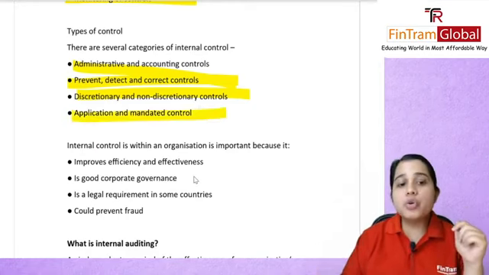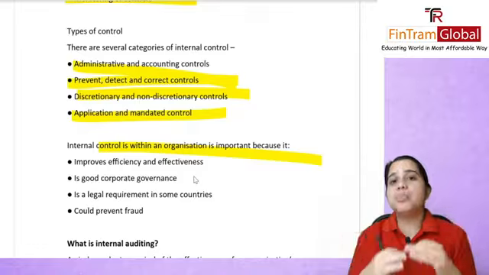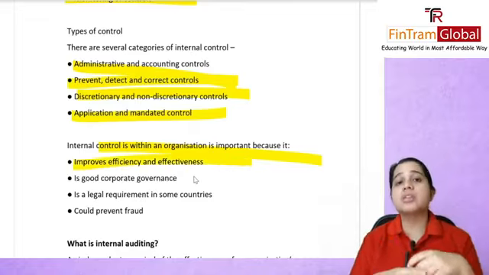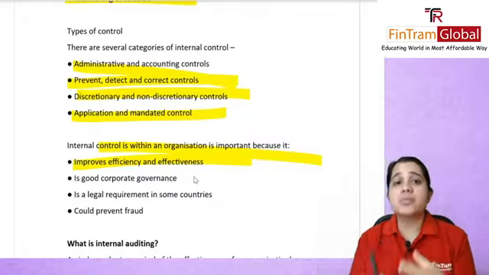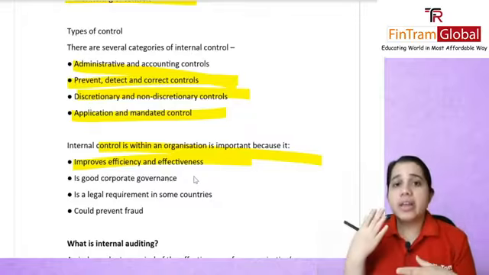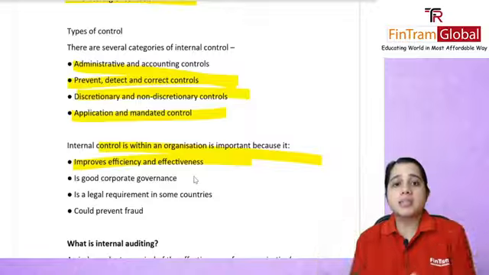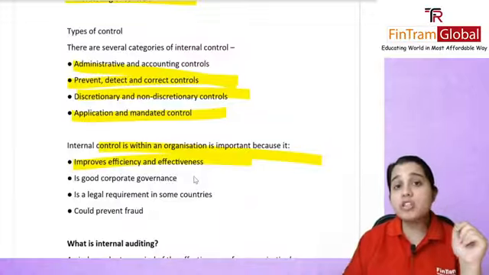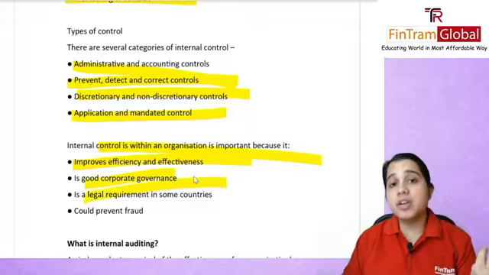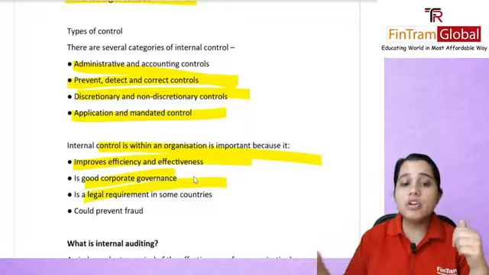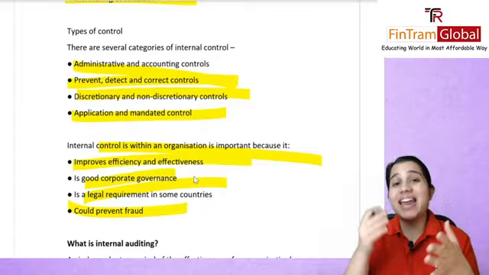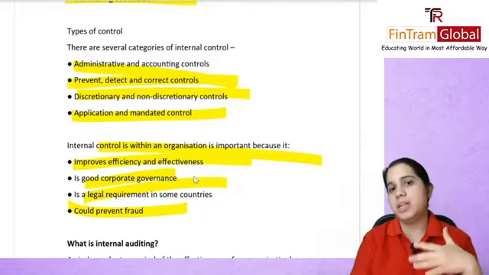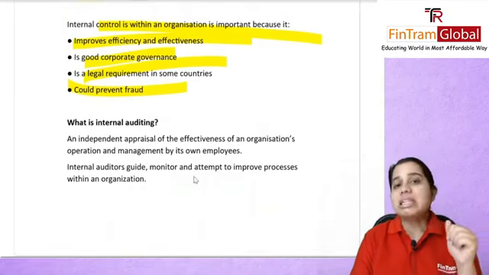Then internal control within an organization is important. Why? Because of course it will improve your efficiency and effectiveness. If you have good internal controls in place, the chances of fraud and error happening will be low, and of course as an organization your efficiency will improve. It is of course good for corporate governance. It is definitely a legal requirement in many countries, and of course it can prevent fraud from happening in the very first place. What is internal auditing?